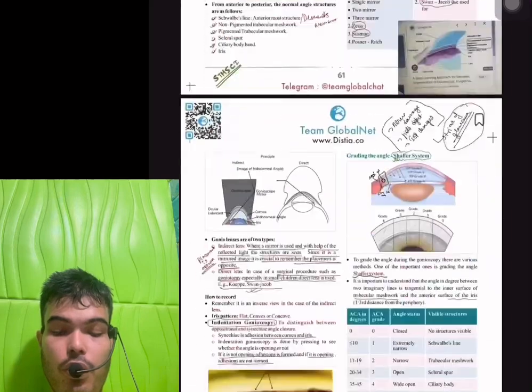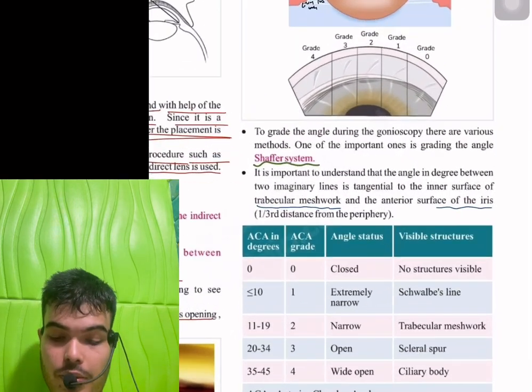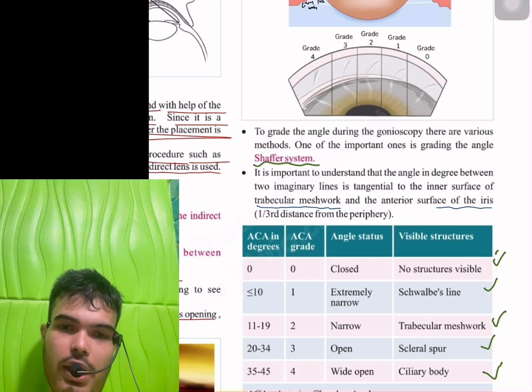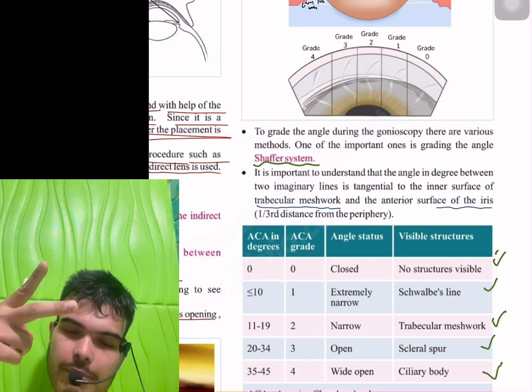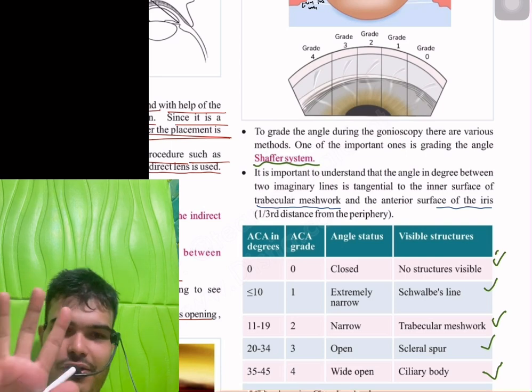Now, if you understand this Shaffer's grading system, see, if no structure is visible, it's 0. Schwalbe's line, trabecular meshwork, scleral spur, ciliary body. Simple, right? Schwalbe's line, there's no iris over here, okay? Schwalbe's line, trabecular meshwork, scleral spur, ciliary body, and then you have iris. So 5 structures you had, right?